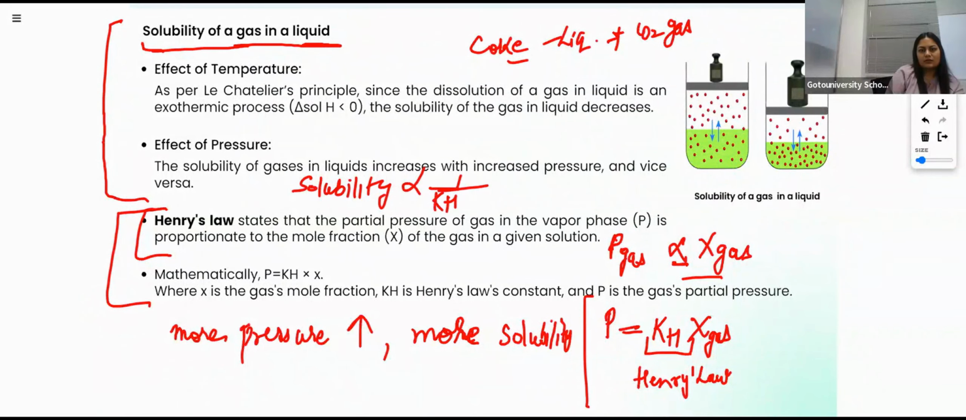Okay, so I hope Henry's law is clear to you all. Let me just revise this again. What is Henry's law? It is the vapor pressure of gas is directly proportional to the mole fraction of a gas. Okay, where x is the mole fraction, and p is the partial pressure. If we remove this directly proportional sign, we can use here KH, which is the Henry's law constant.